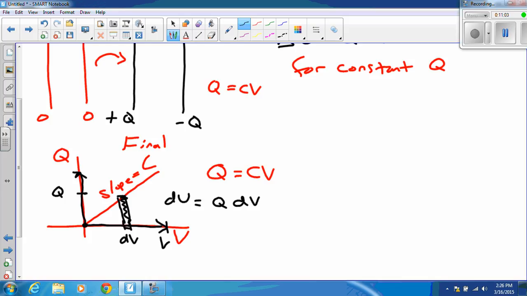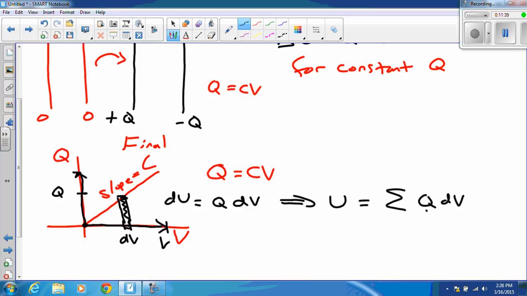Well, if I now add up all of my dUs, I get the total energy, understanding that Q is going to be increasing as we go out. So Q starts at 0, and it goes all the way up to CV by the time we get there. Okay? So one way to think about this is that the total amount of energy stored is the average charge times the whole voltage. And the average charge would be the average of Q and 0, which would be Q over 2. Right? So that would be one way to think about it.